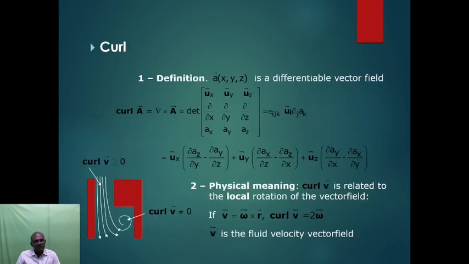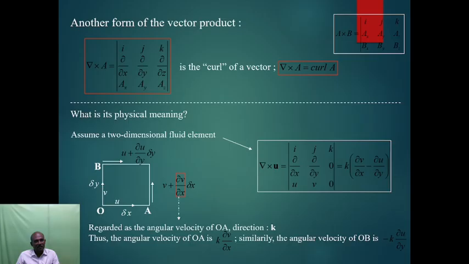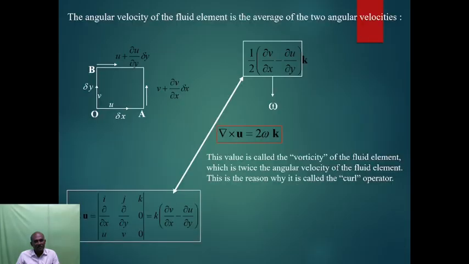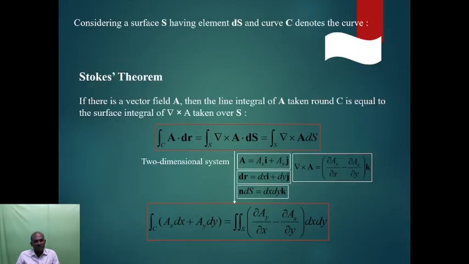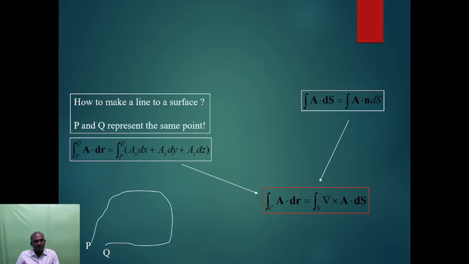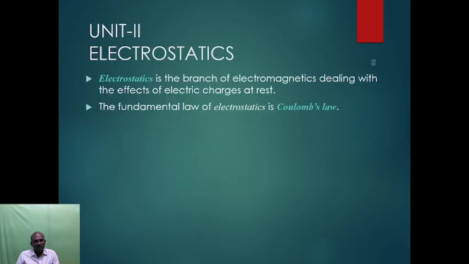We have already seen that curl is the cross product of the del operator and the concerned vector. That is Stokes theorem. Okay, that's all about unit 1, the fundamentals of vectors and coordinate systems.